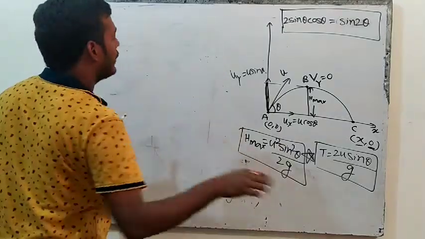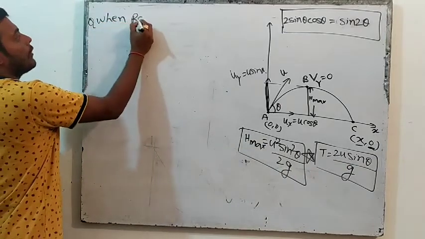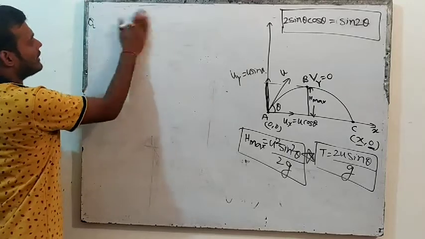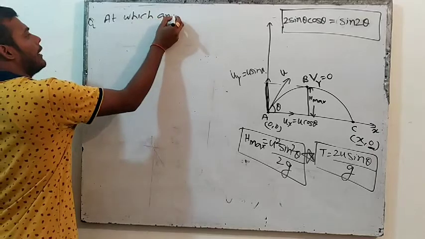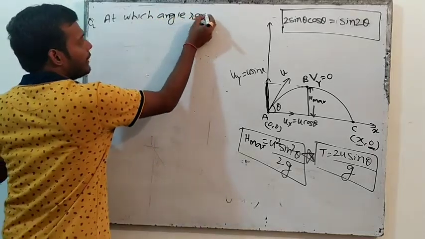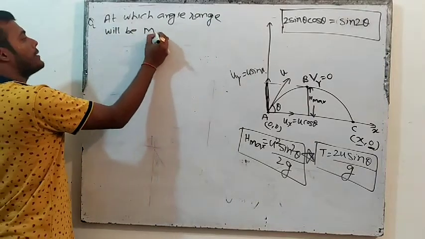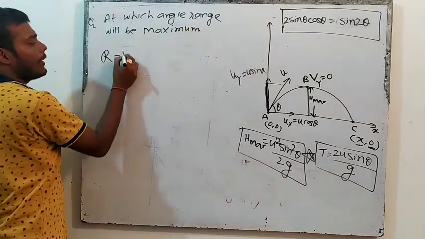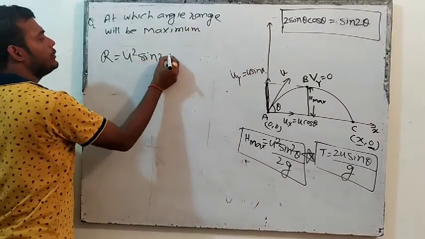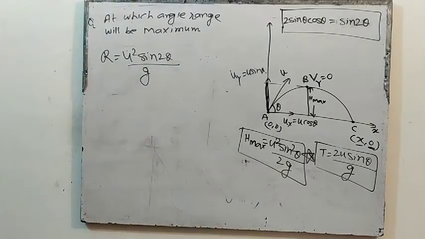And the question is, when will range be maximum? At which angle will range be maximum? So what is the formula of range? Range formula is u square sin 2 theta by g. This is the formula of range. When range will be maximum, that means at which angle range will be maximum.